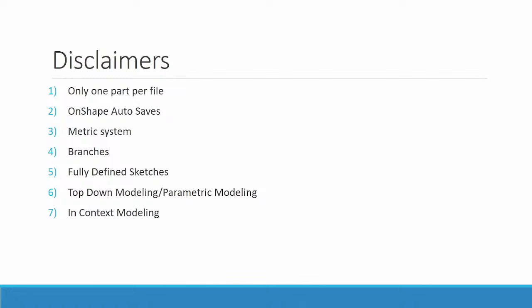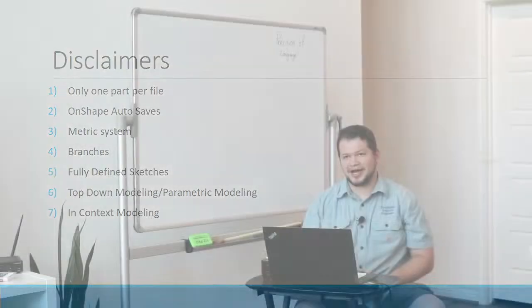A couple of disclaimers to start off. We are using OnShape for a couple of reasons. OnShape is free and easy to sign up with. OnShape also encourages collaborative working. Just like Google Documents, it allows you to have multiple people editing a single file at the same time, which is not something that any other software I have seen does.